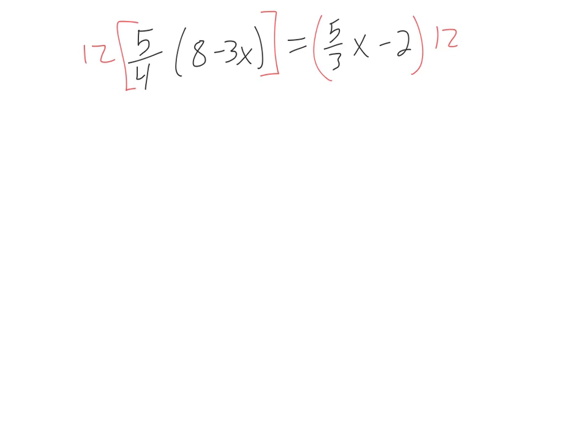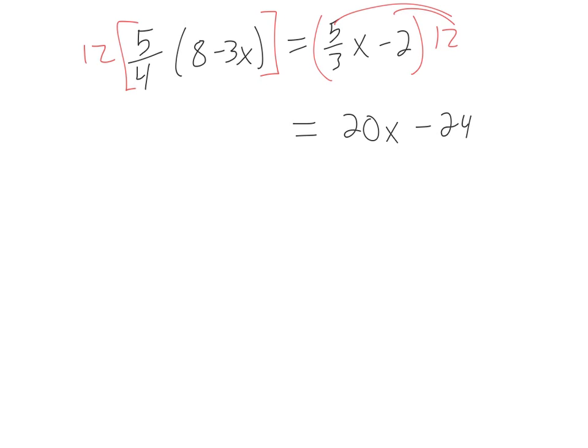Let's do the right side first. That way it's going to be a little bit easier. 12 times 5/3. So 12 times 5 is 60. Divided by 3 is 20. So that's 20x. Minus 2 times 12 is 24. Okay, so this is not a distributive property on the left. So these are 3 factors being multiplied.